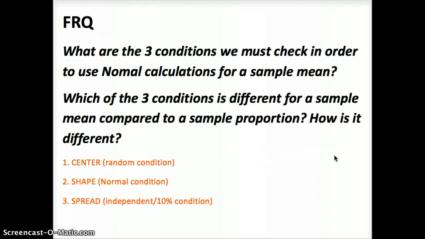And here's the free response question. What are the 3 conditions we must check in order to use normal calculations for a sample mean? And which of them is different for a sample mean compared to a sample proportion? How is it different? You could use one sentence to describe the condition for each of these, and then please one more sentence to describe how it's different, which one of the 3 is different for a sample mean, and how so, why would it be?